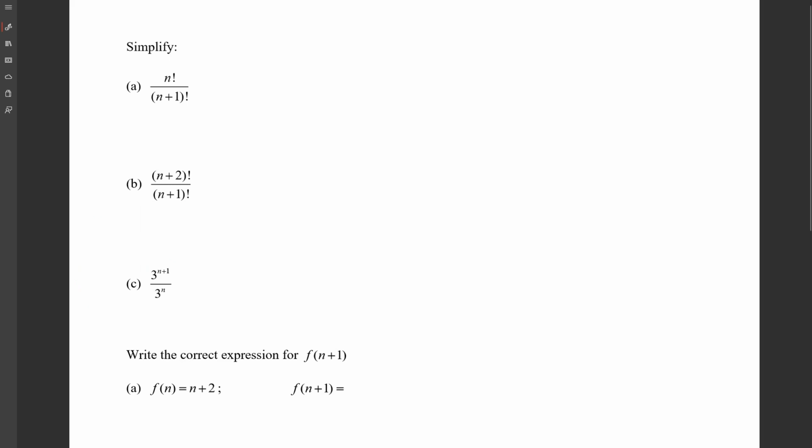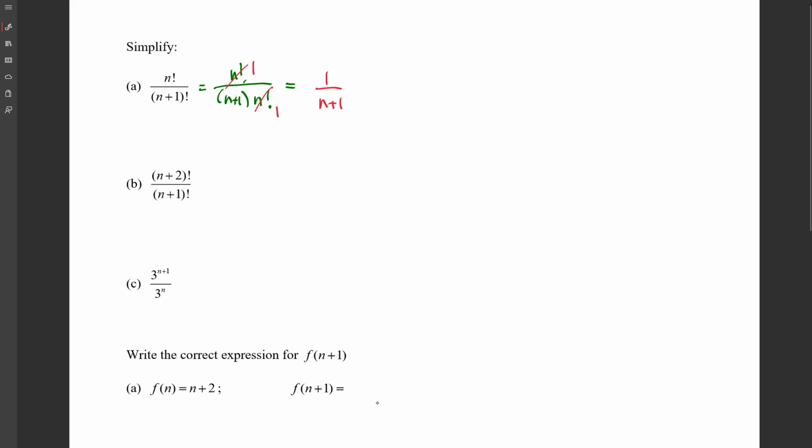The first thing I'd like to do before we get started is make sure that we know how to simplify some of these expressions. Let's look at the top expression here, A. If I have n factorial over n plus 1 factorial, how can I simplify that? Remember, n plus 1 factorial is really n plus 1 times n factorial, because you always just take each term down by 1 for the next factor. This one right here is n factorial, so this simplifies to 1 over n plus 1.